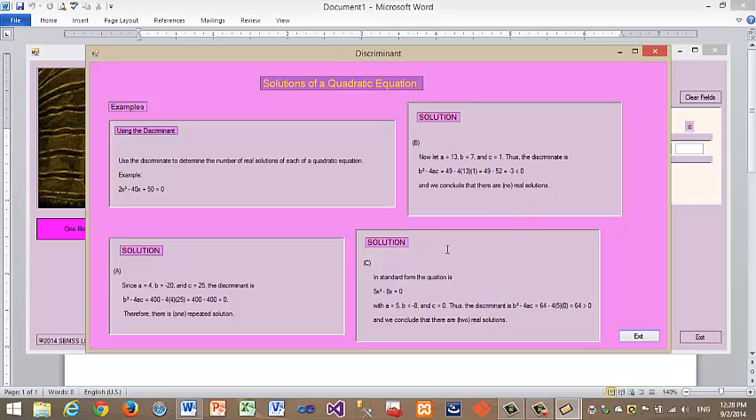Item C. In standard form, the equation is 5x squared minus 8x equal to 0, with a equal to 5, b equal to minus 8, and c equal to 0. Thus, the discriminant is b squared minus 4ac, which equals 64 minus 4 times 5 times 0, which equals 64, which is greater than 0. And we conclude that there are two real solutions. We'll demonstrate these solutions in a minute by plugging in actual values for a, b, and c.